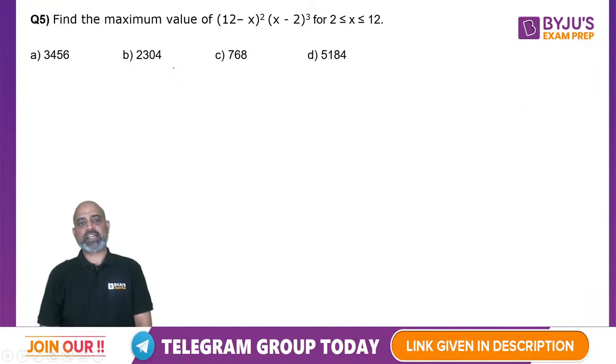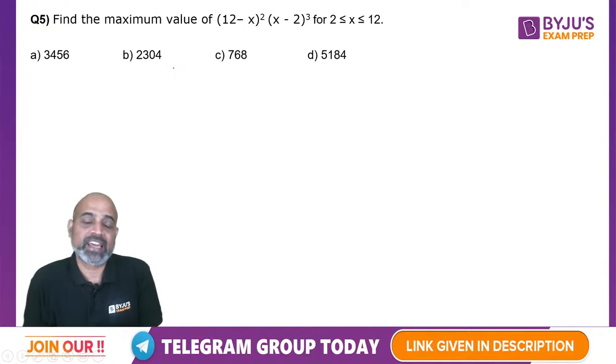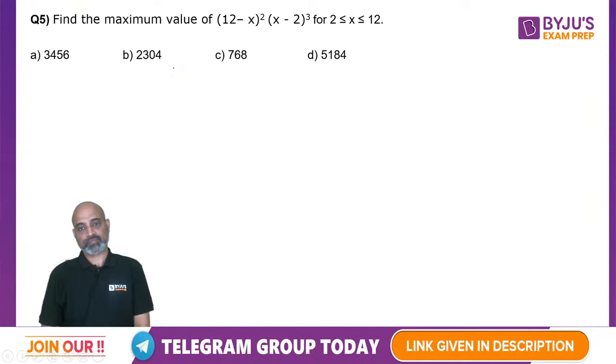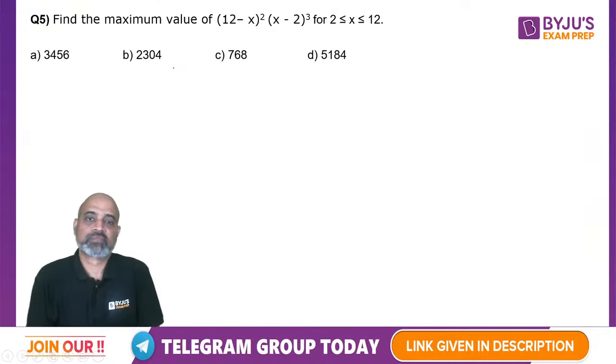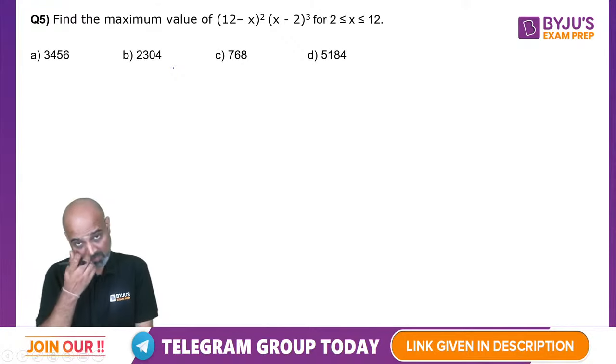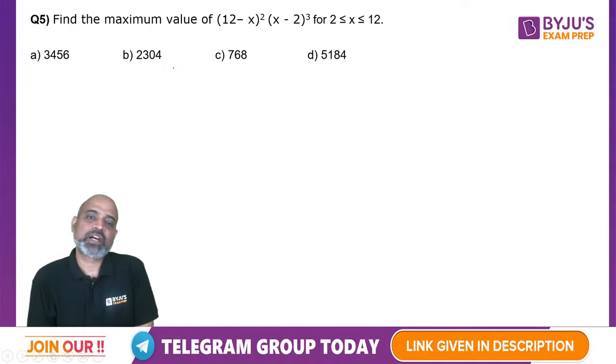Okay, the next one. Find the maximum value of this for when x is between 2 and 12. Find the maximum possible value for this when x is between 2 and 12.